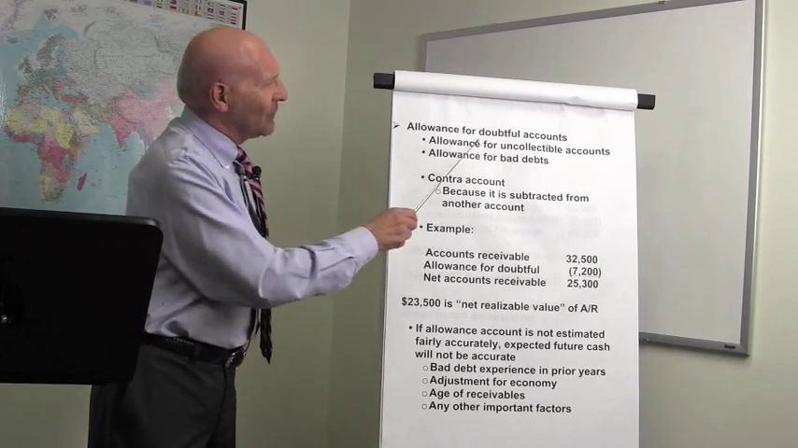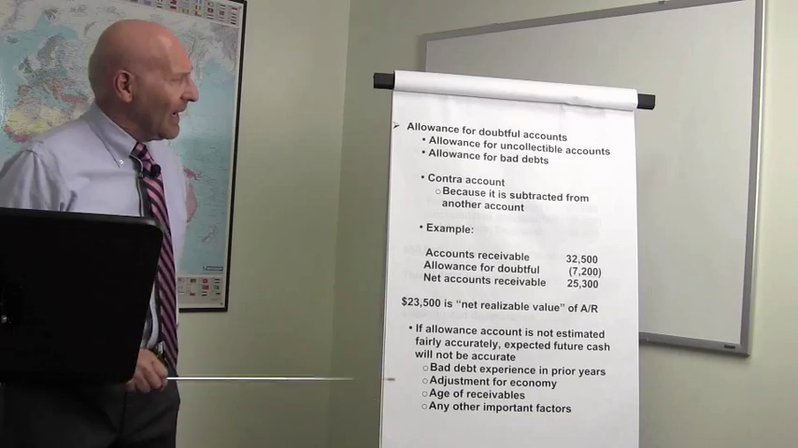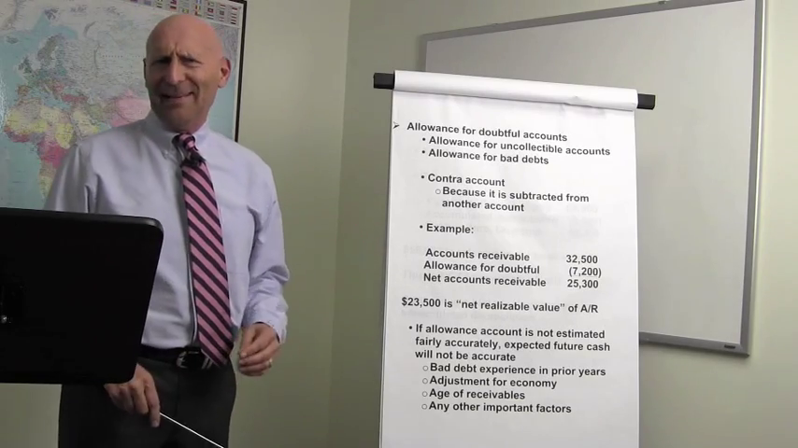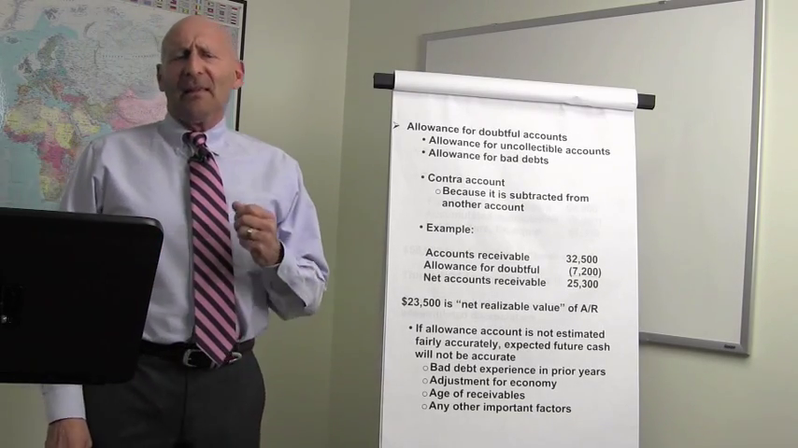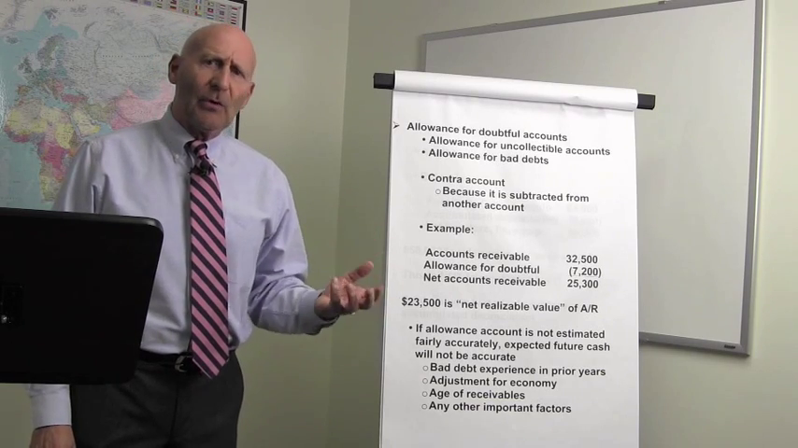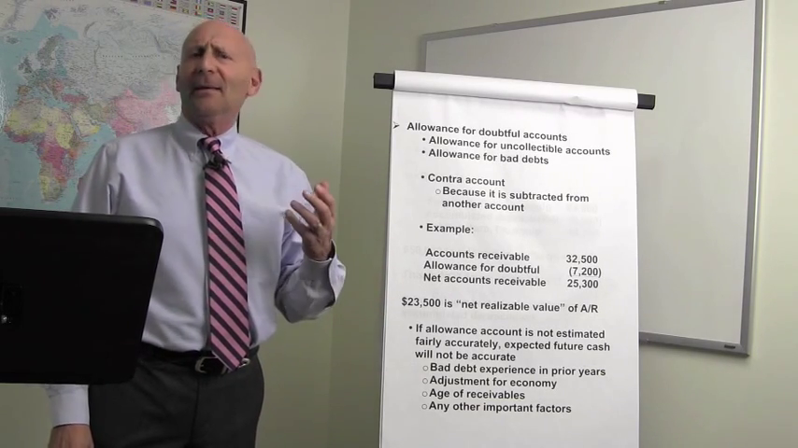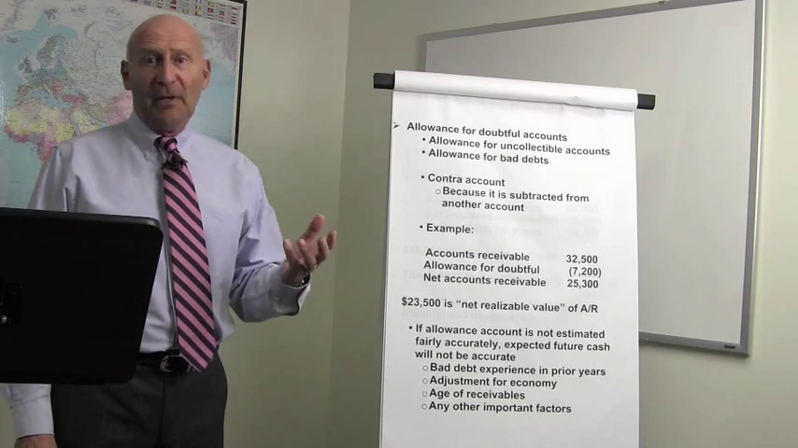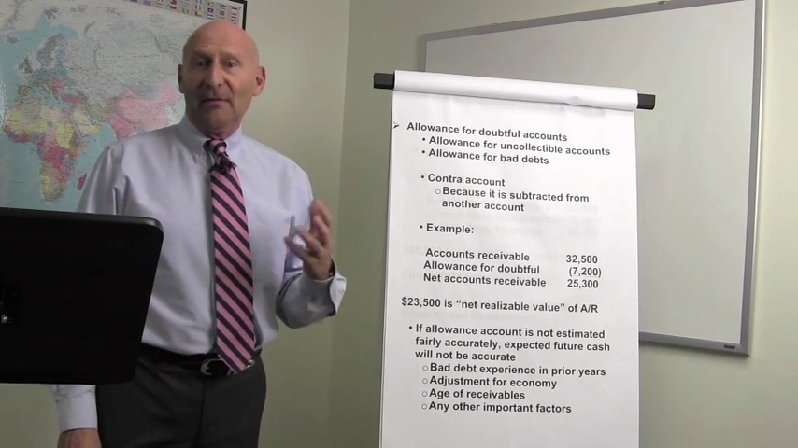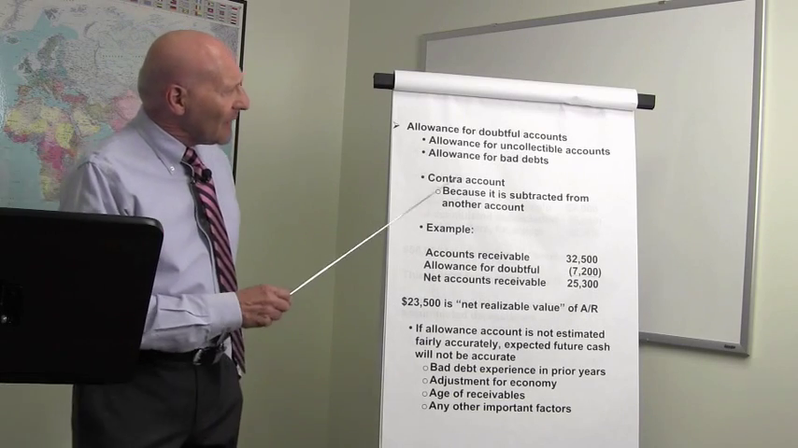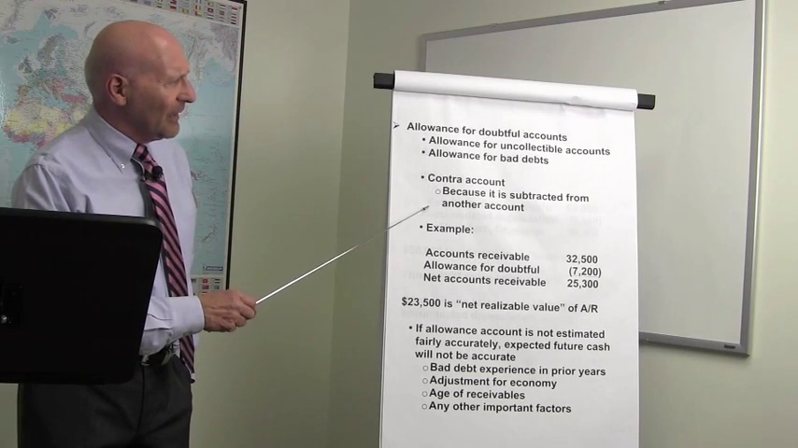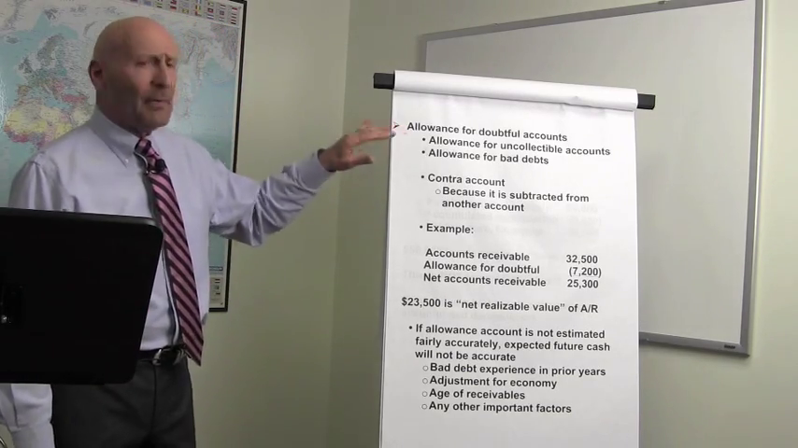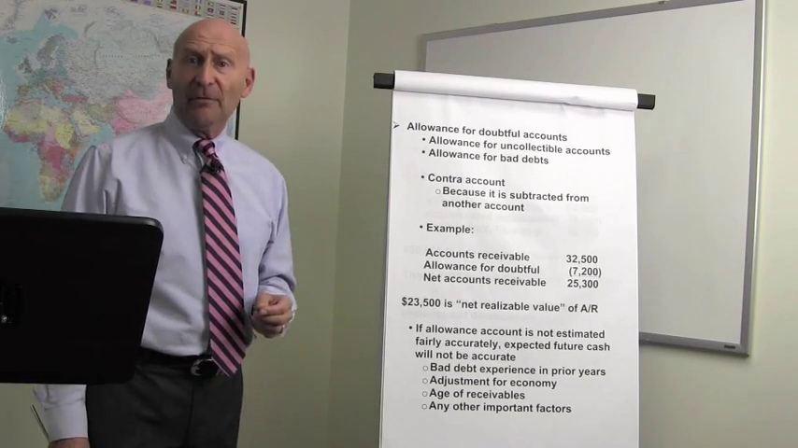The first one we want to talk about is what is called the allowance for doubtful accounts. Sometimes you'll see the name allowance for uncollectible accounts or allowance for bad debts. This simply means the amount of the total receivables that your client does not think they are going to collect. As we know, not everybody pays their bills when they're supposed to, or even pays their bills, period. This is called a contra account because it is being subtracted from another account on the balance sheet. Obviously, this is being subtracted from the total accounts receivable on the balance sheet.